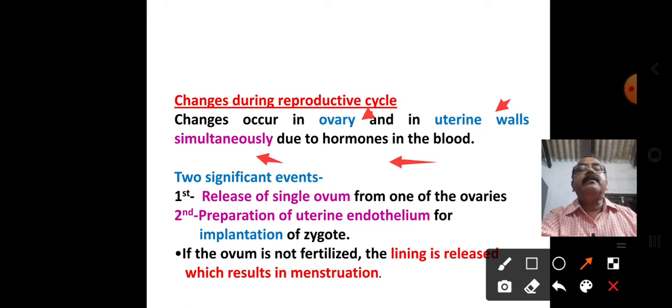The reproductive cycle is completed in two distinct events. The first one is release of a single ovum from one of the ovaries, and the second one is preparation of the uterine endothelium for implantation of the zygote. The zygote is produced by the process of fertilization. Fertilization is the union of male and female gametes. If fertilization does not take place, the lining is released, which results in menstruation.